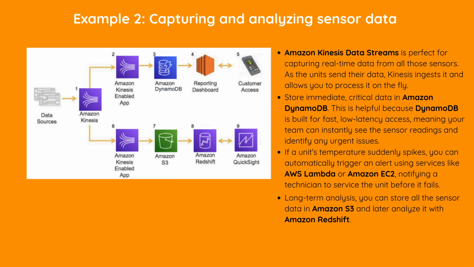For more long-term analysis, you can store all the sensor data in Amazon S3 and later analyze it with Amazon Redshift. Redshift can crunch through all that historical data to help you spot patterns, like identifying which units are most likely to break down based on their operating history.